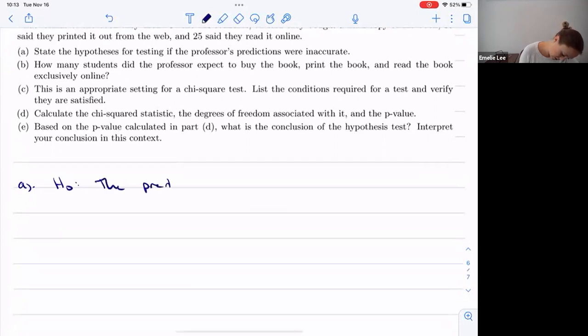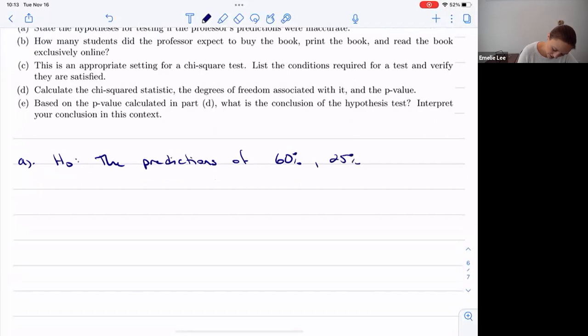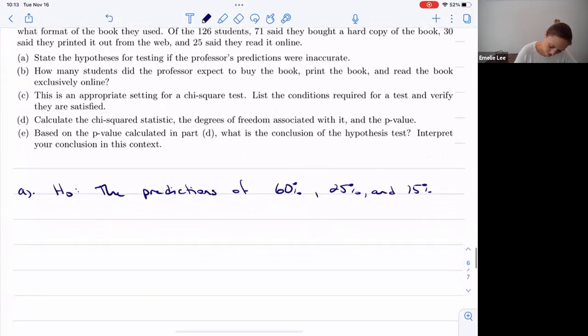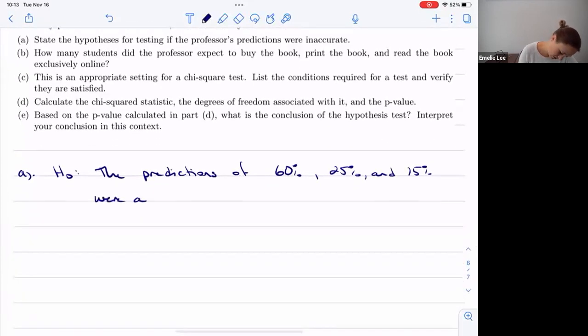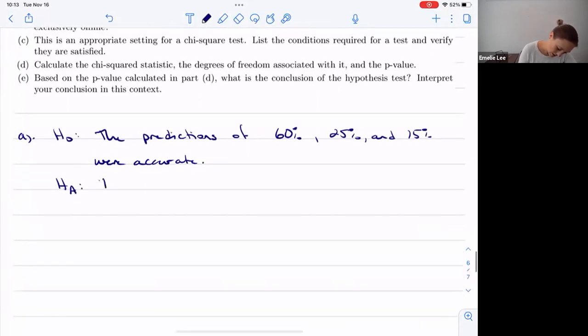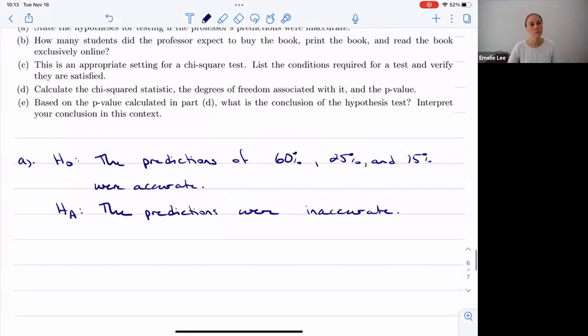The predictions of 60%, 25%, and 15% were accurate. Whereas the alternative hypothesis is that the predictions were inaccurate.